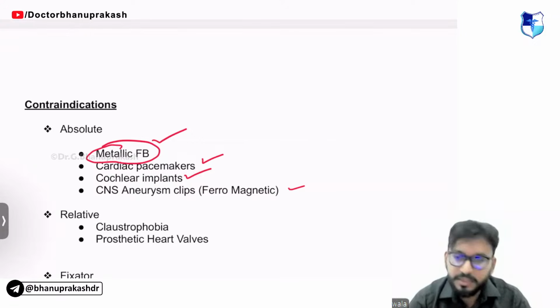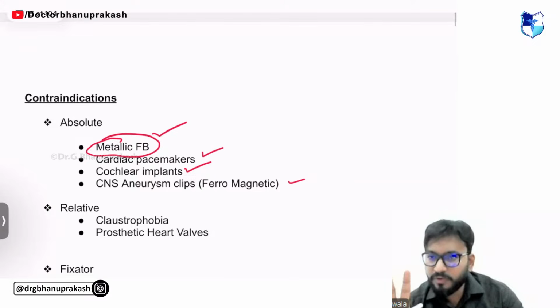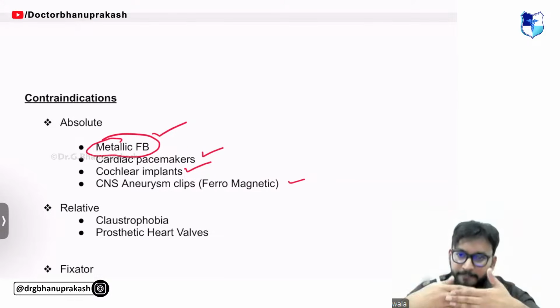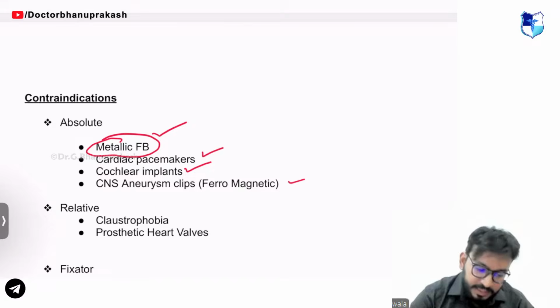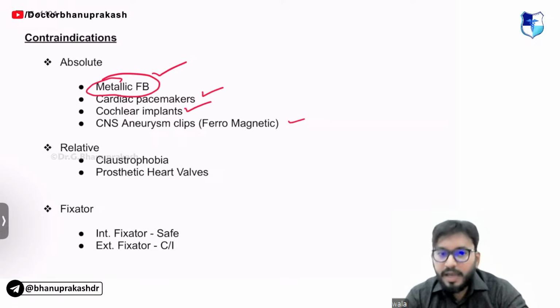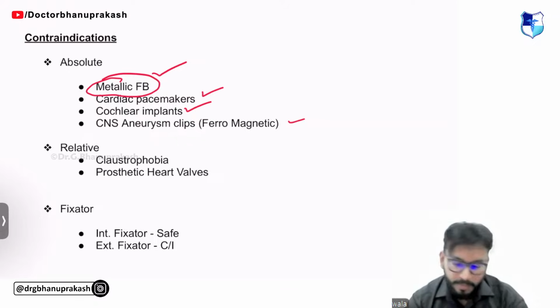Fixators in orthopedics, guys. In orthopedics, there are two types of fixators: internal fixators that we put inside, and external fixators that we apply externally. Remember, guys, internal fixators are safe and external fixators are contraindicated for MRI.